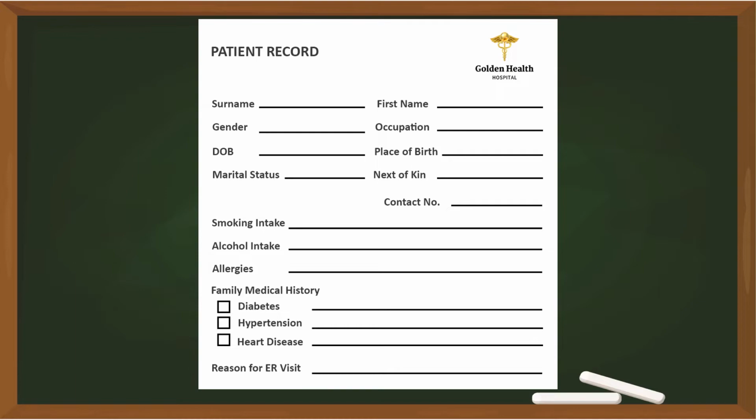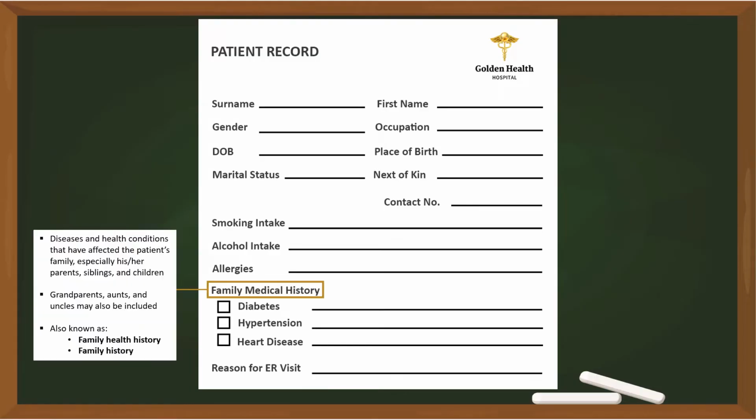The last term we'll discuss on this basic form is family medical history, which refers to diseases and health conditions that have affected the patient's family, especially his or her parents, siblings, and children, if any. When discussing family medical history, the patient's grandparents, aunts, and uncles may also be taken into consideration. Family medical history is also known as family health history, or simply family history.